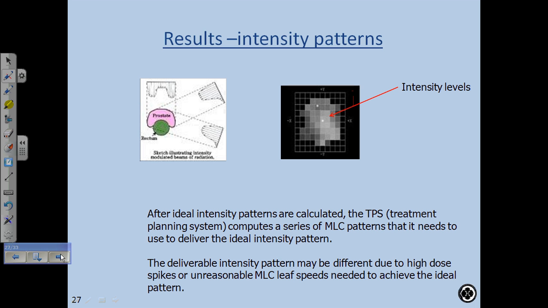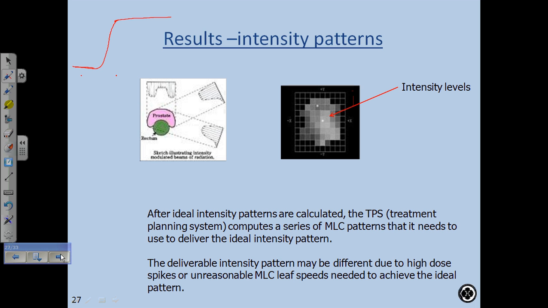For example, say the fluence, I'm going to draw a profile through the ideal fluence. Okay, here's a profile. So we want no dose here, but then over here we want a full dose. Can your MLC actually move fast enough to deliver this sharp gradient? That's the question. Can it do it? So what happens is that after the ideal fluence is calculated, the treatment planning computer does the full calc with the limitations of the MLC built in, and then it gives you the deliverable fluence.